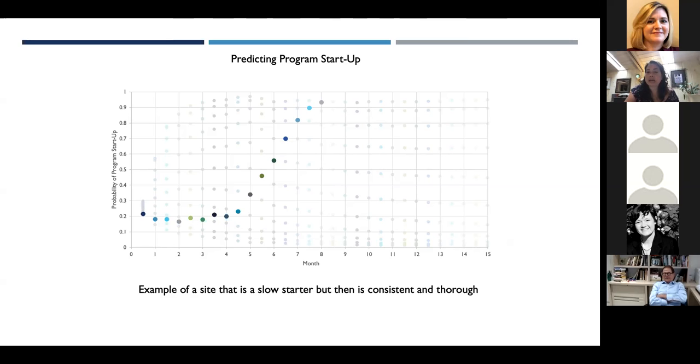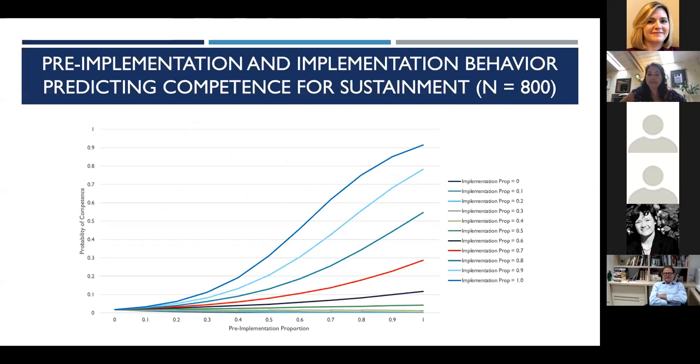So how do we take all this and learn from it? Well, one of the things that we know is, and this is, again, now looking at 800 sites.